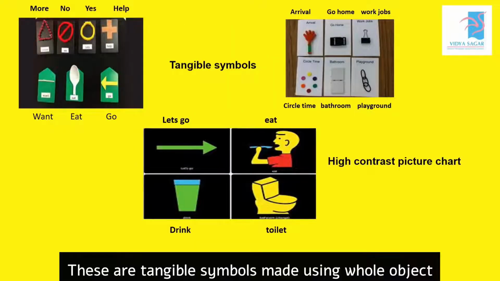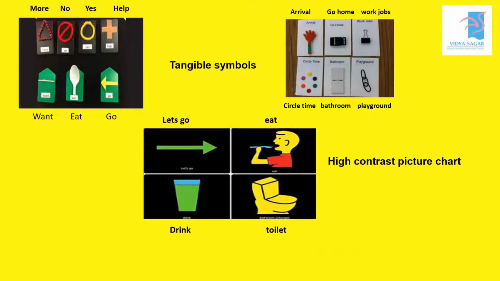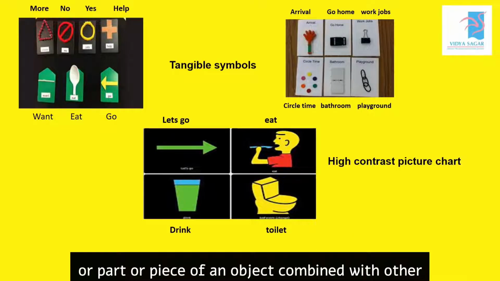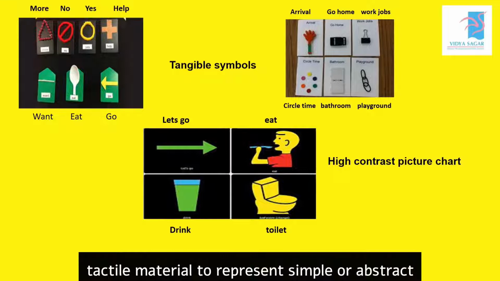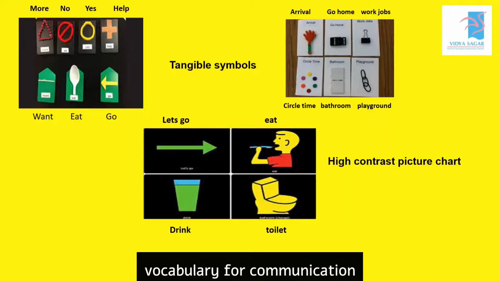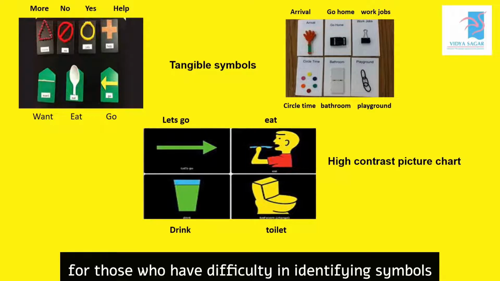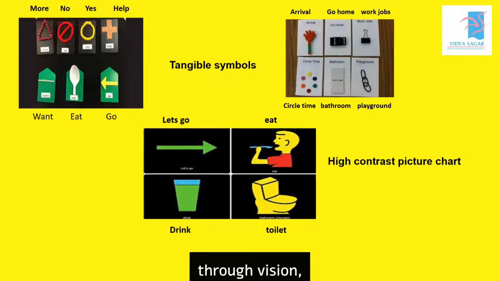These are tangible symbols made using a whole object or part or piece of an object combined with other tactile material to represent simple or abstract vocabulary for communication for those who have difficulty in identifying symbols through vision.